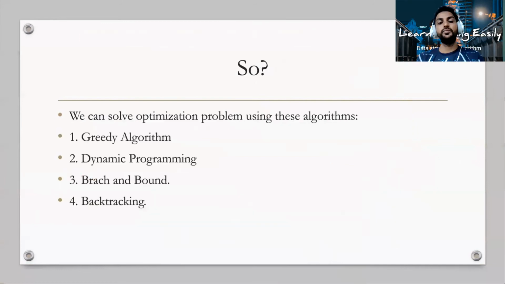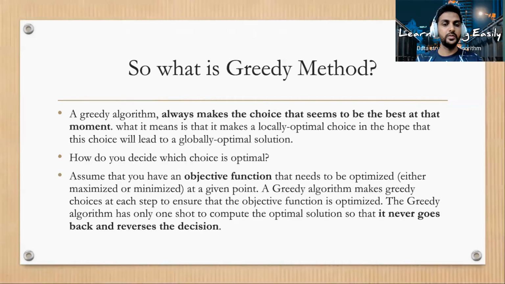To solve an optimization problem, we can use different algorithms. We can use the greedy method, dynamic programming, branch and bound, and also backtracking. Now you need to decide for which problem which algorithm to use. Don't worry about that, I will explain it. First, we will understand the greedy method.